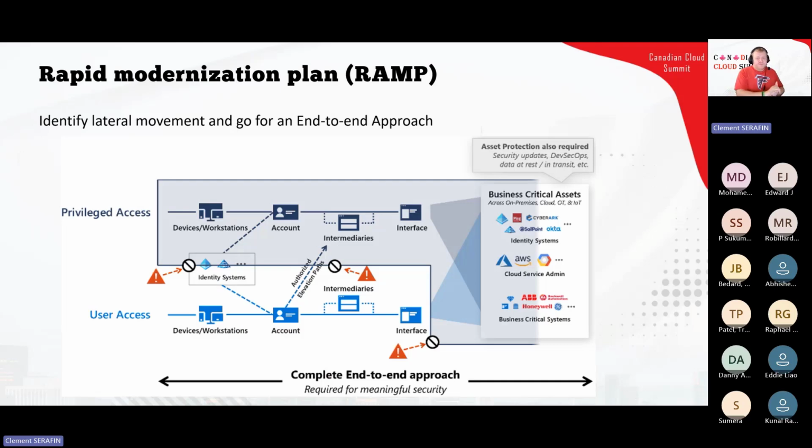So first, we need to identify the lateral movements and go for an end-to-end approach. By segregating user and privileged access, we will reduce the possibility of attacks. When you have privilege, you can only use a privileged device, privileged account, and privileged intermediaries. That will drastically reduce the attack surface, directly on the interface, intermediaries, and the identity systems.